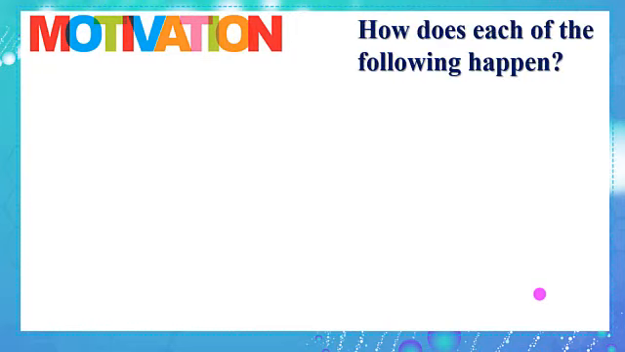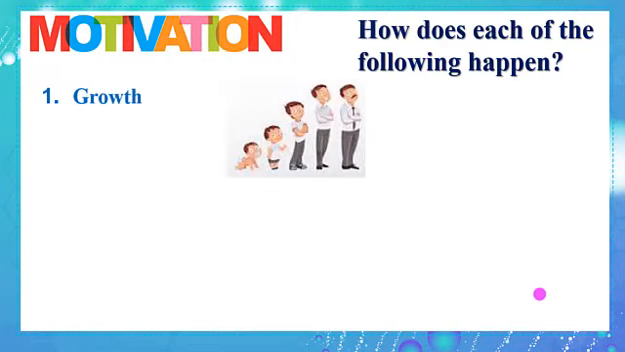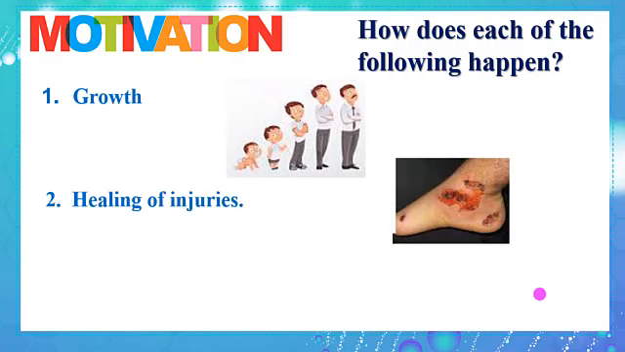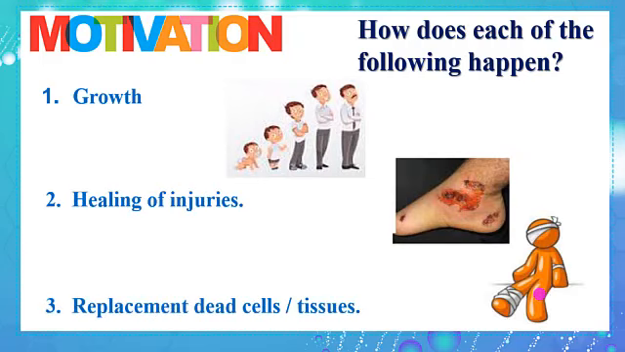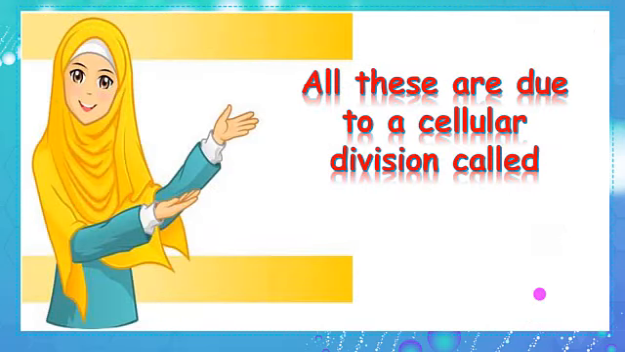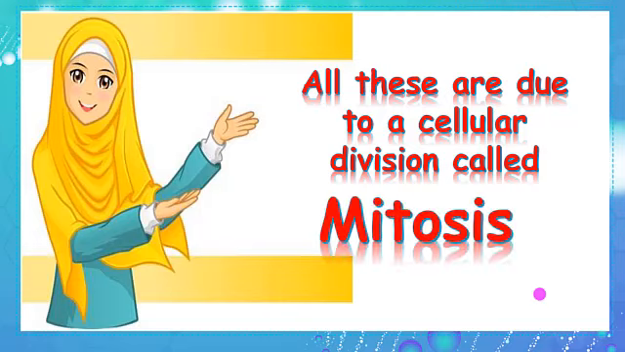How does each of the following happen? Growth, healing of injuries, replacement of dead cells or tissues. All these are due to a cellular division called mitosis.